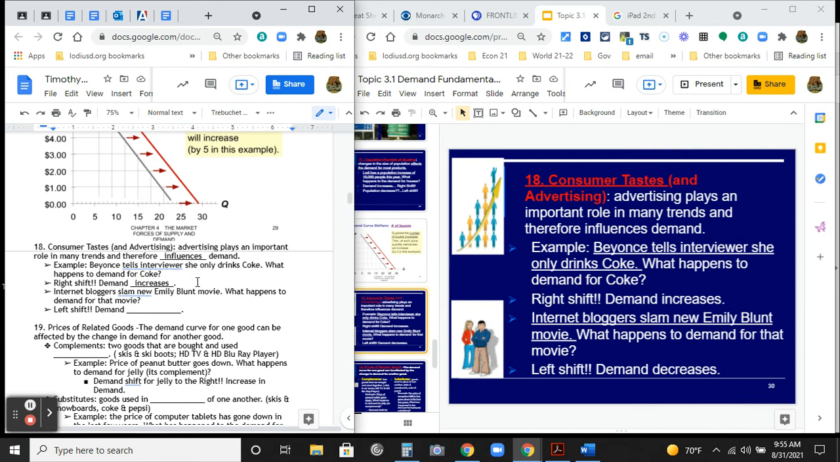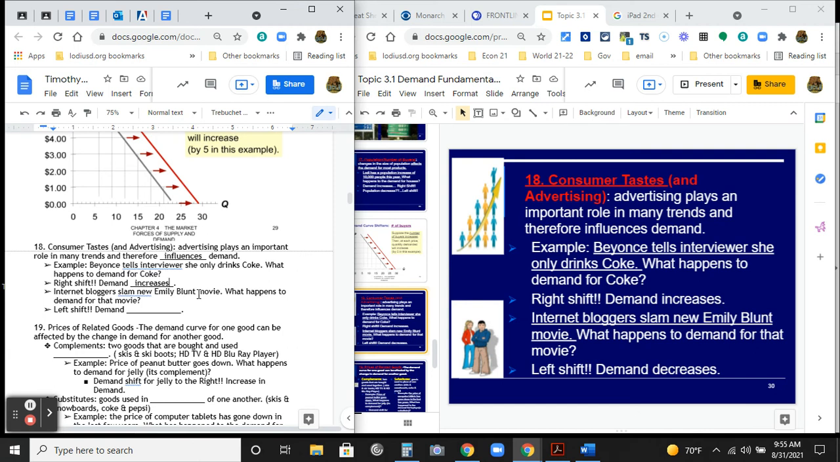If, on the other hand, someone starts hating on something, say internet bloggers, people on the internet are particularly mean. They see the latest Emily Blunt movie. Let's say it was the remake of Mary Poppins.